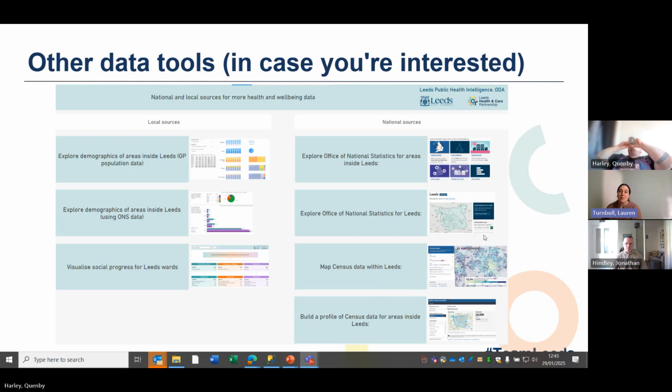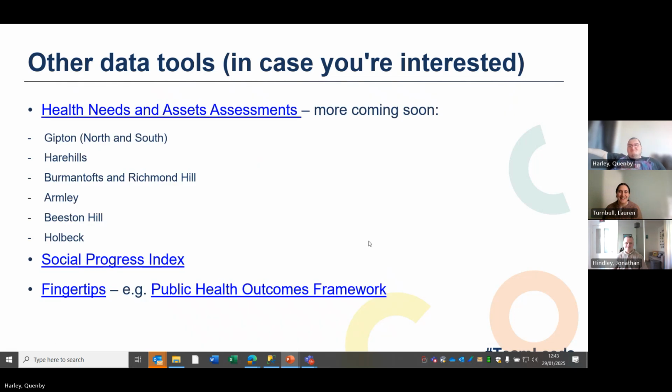So there's the demographics, and there's two demographics dashboards, and then it also takes you out to some external data like Office for National Statistics. Quenby, could you go to the next slide, please? I've lost control. Thank you.